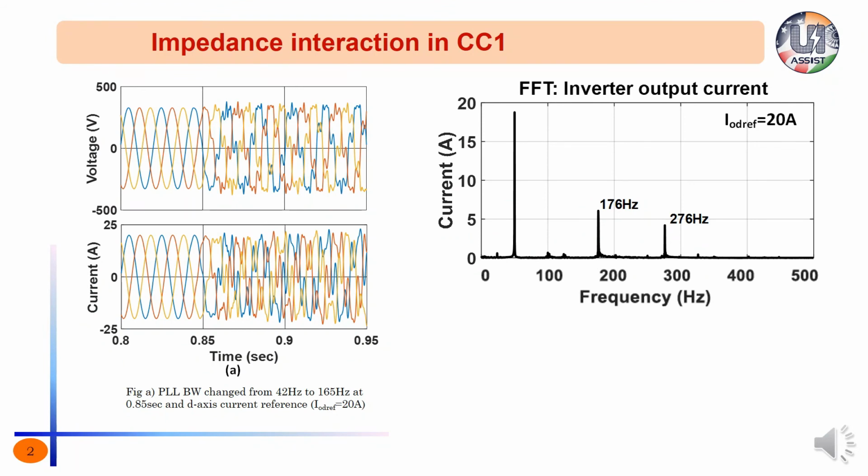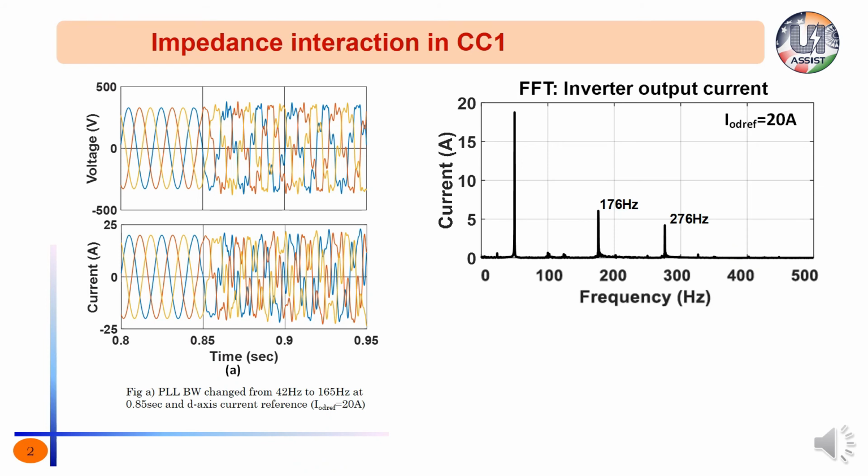In the FFT plot shown at the right side of figure A, basically the FFT plot of the inverter output current, we can notice that an interharmonic at 276 Hz is being amplified, which is close to the 283 Hz determined from the analysis. Also, there is one more component at 176 Hz. These two components are 100 Hz apart, that is twice the grid fundamental frequency, hence they are called frequency coupled harmonics. Notice that the interaction is happening somewhere close to 276 Hz.